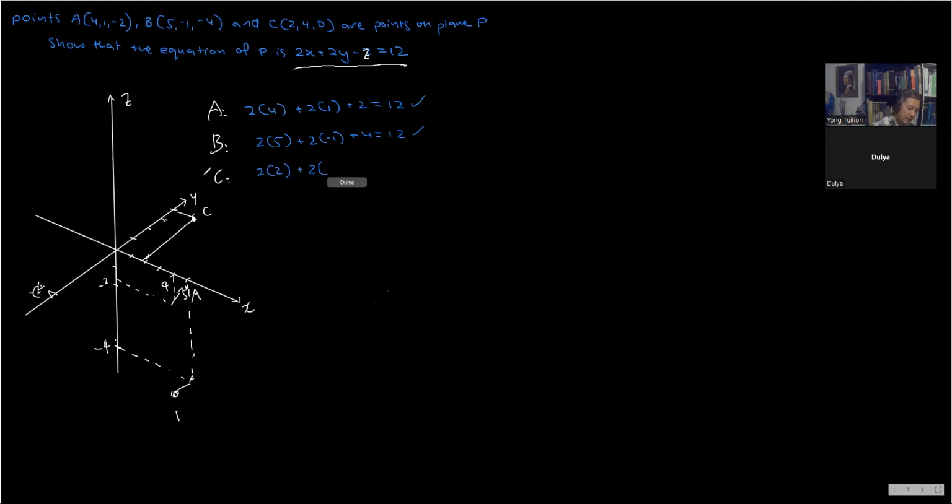It becomes challenging if they ask you for the angle between two planes. That's right. But done, right? The first question is simple, okay? How about the second one?